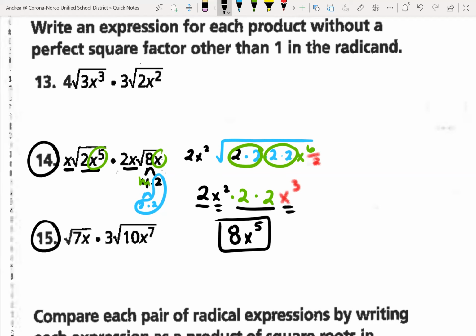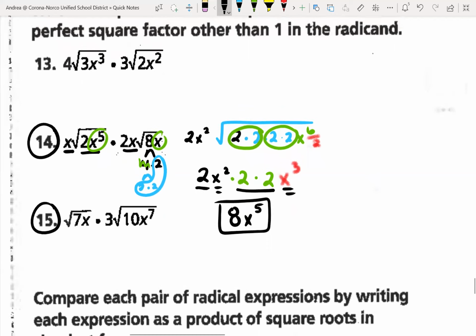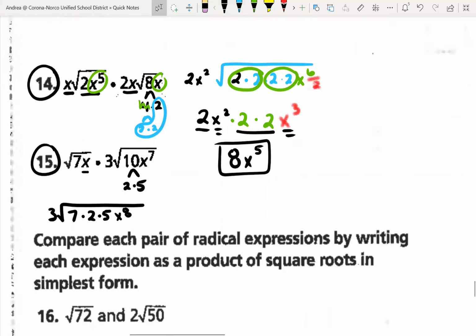Okay, number 15. 10 is 2 times 5. So I have the 3 that's on the outside. On the inside is 7 times 2 times 5. X times x to the 7th is x to the 8th. I don't have any pairs of numbers. 7, 2, and 5, no pairs. So they're all staying inside.